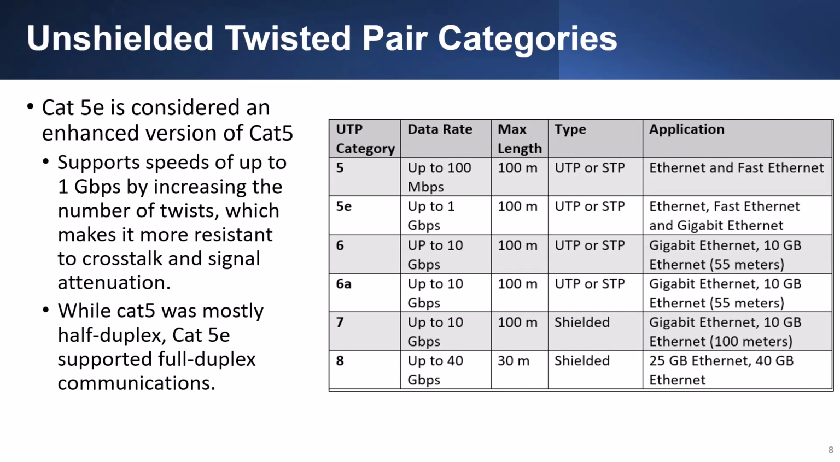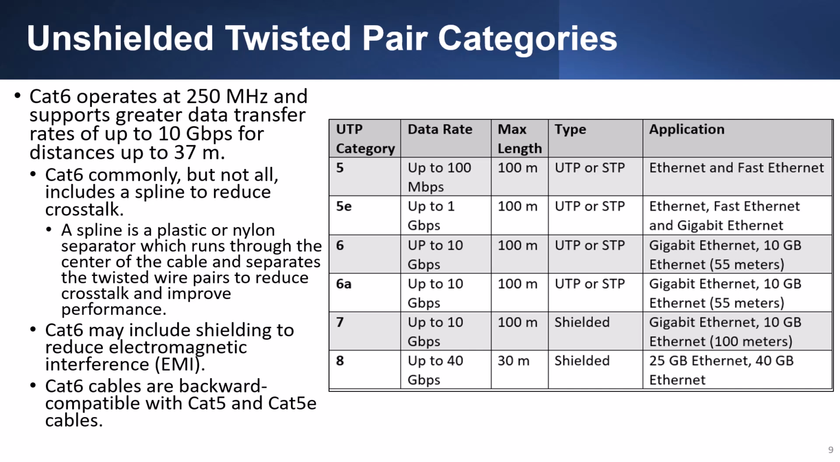Cat5e is considered an enhanced version of Cat5. It supports speeds of up to 1 gigabit per second by increasing the number of twists, which make it more resistant to crosstalk and signal attenuation. While Cat5 was mostly half duplex, Cat5e supported full duplex communications.